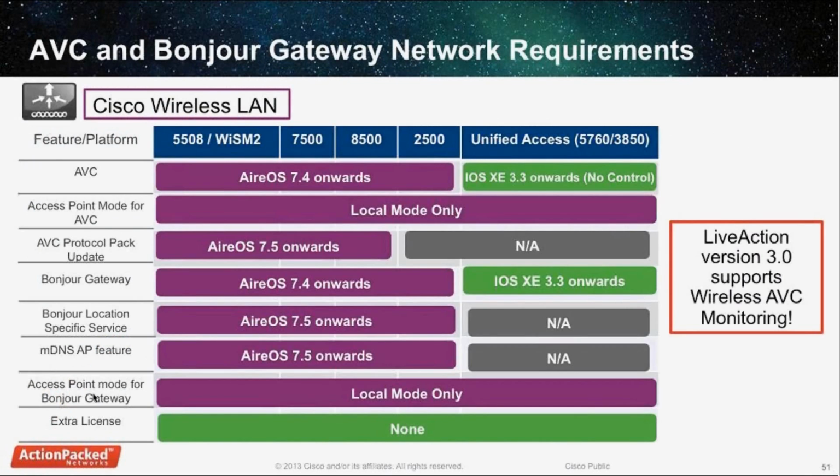In addition, what are the network requirements? On almost all the platforms we support AVC. The only difference is on the unified access of the 5760 and 3850, the IOS-based platforms, we do not do control today. We just do application visibility, and we do Bonjour gateway on it. It's just after 3.3. And on the IOS-based platforms, we don't have the protocol pack update as of today. As far as LiveAction goes, you can actually support AVC monitoring using LiveAction 3.0.